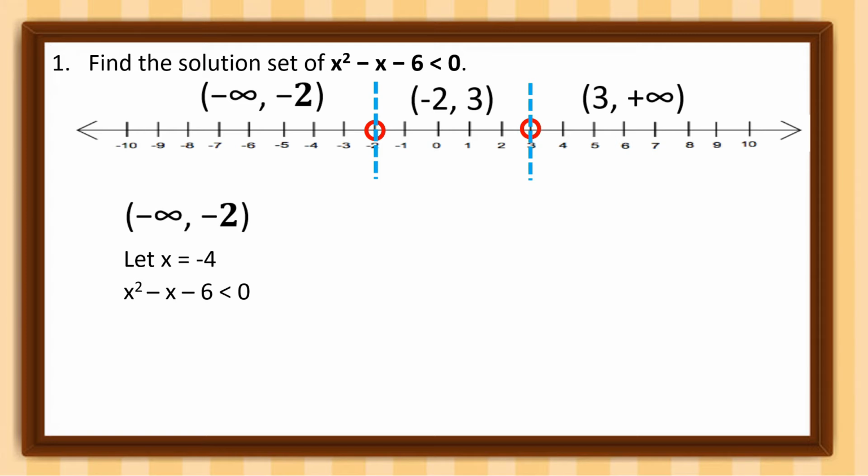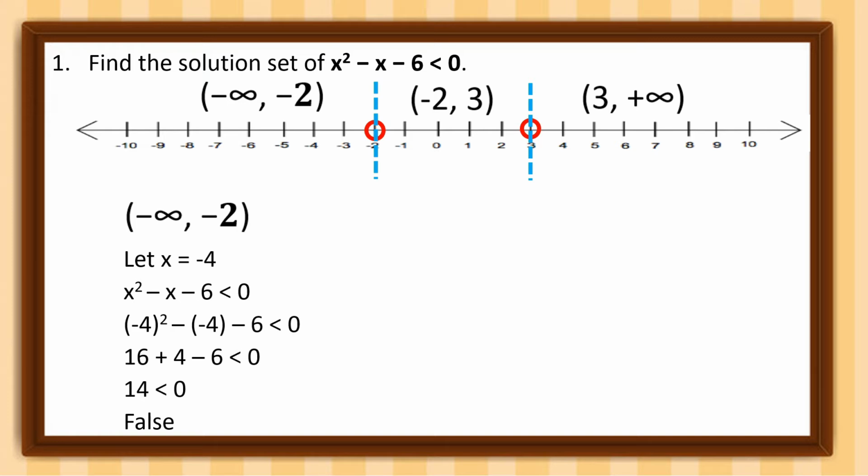So let us substitute negative 4 for x, and we will have the quantity negative 4 squared minus negative 4 minus 6 is less than 0. Then we have 16 plus 4 minus 6 is less than 0. Then 14 is less than 0. Do you agree that 14 is less than 0? Of course not. Therefore, it is false.